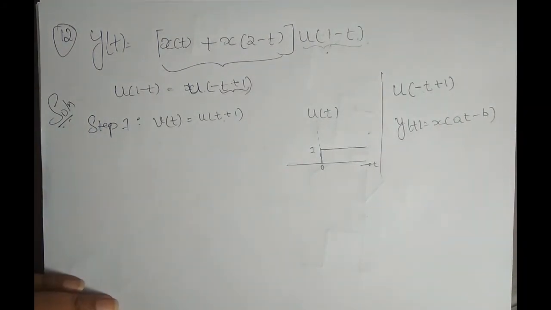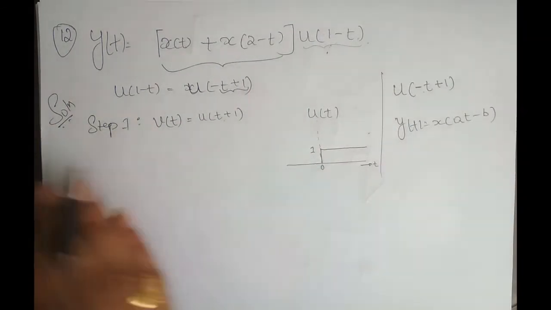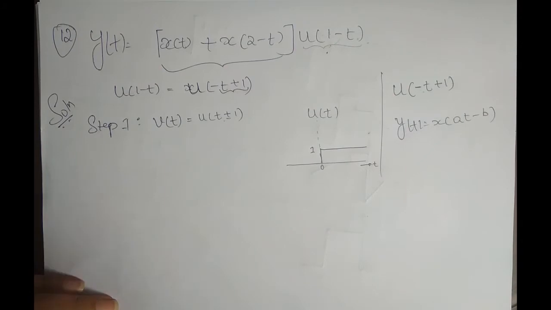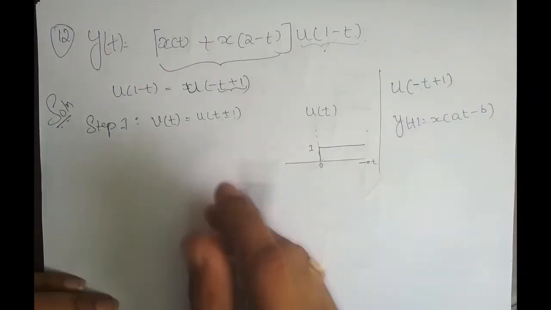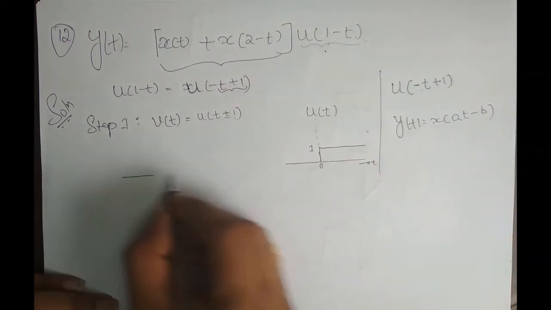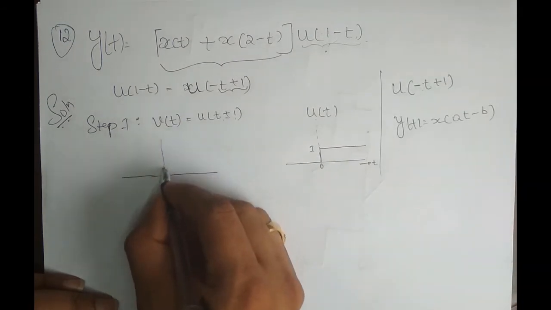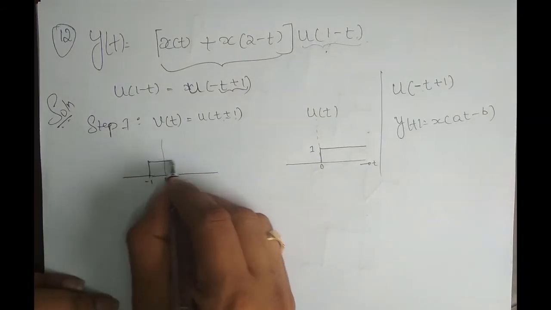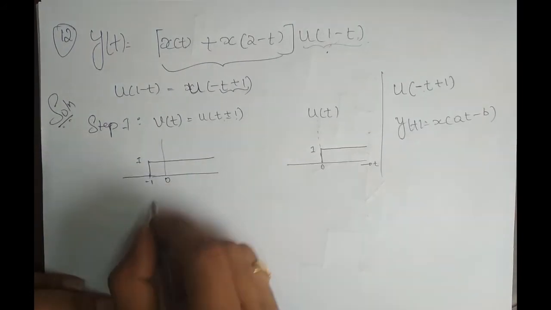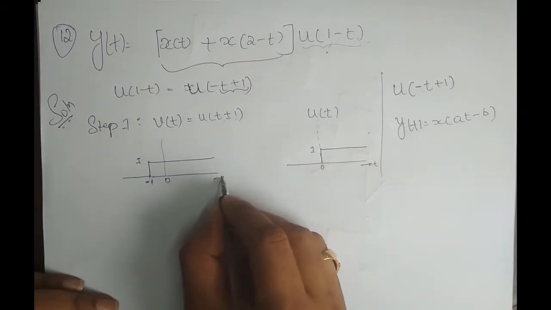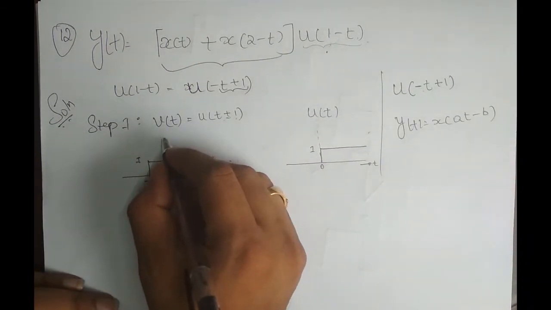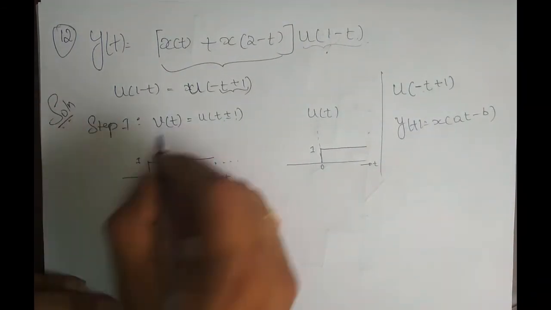It is nothing but u of t, this signal shifted left or right. It is shifted left. Why? Because I have plus. How many times is it shifted left? One time. So this signal is shifted left one time. So how does it look? This is t is equal to 0, t is equal to minus 1. So amplitude is 1. So the signal starts at t is equal to minus 1 and it goes till t is equal to infinity, right? So this is our u of t plus 1, which is v of t.